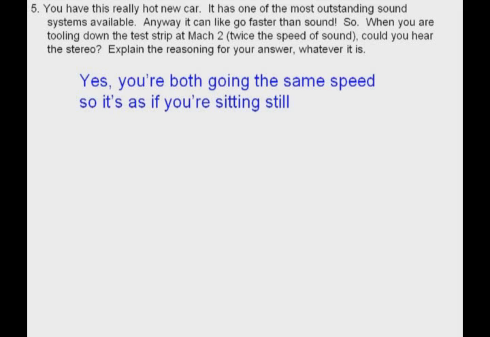The answer is yes, you can hear it. Because you're both going the same speed, it would be the same as if you were sitting still. And the example I usually give of this is we're all on the Earth. The Earth is going 68,000 miles per hour. And to us, everything acts just as if we were sitting still, because we're all moving together at the same speed.